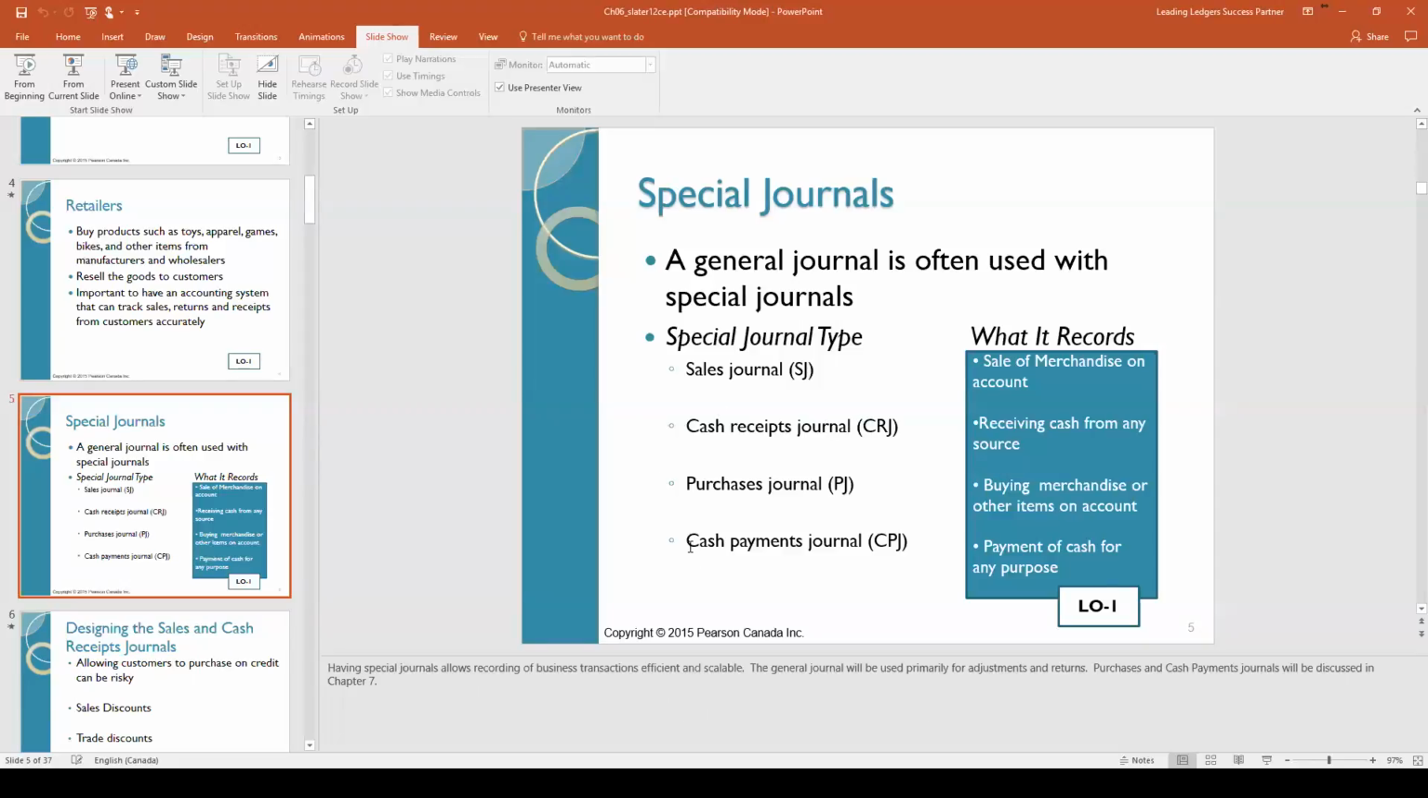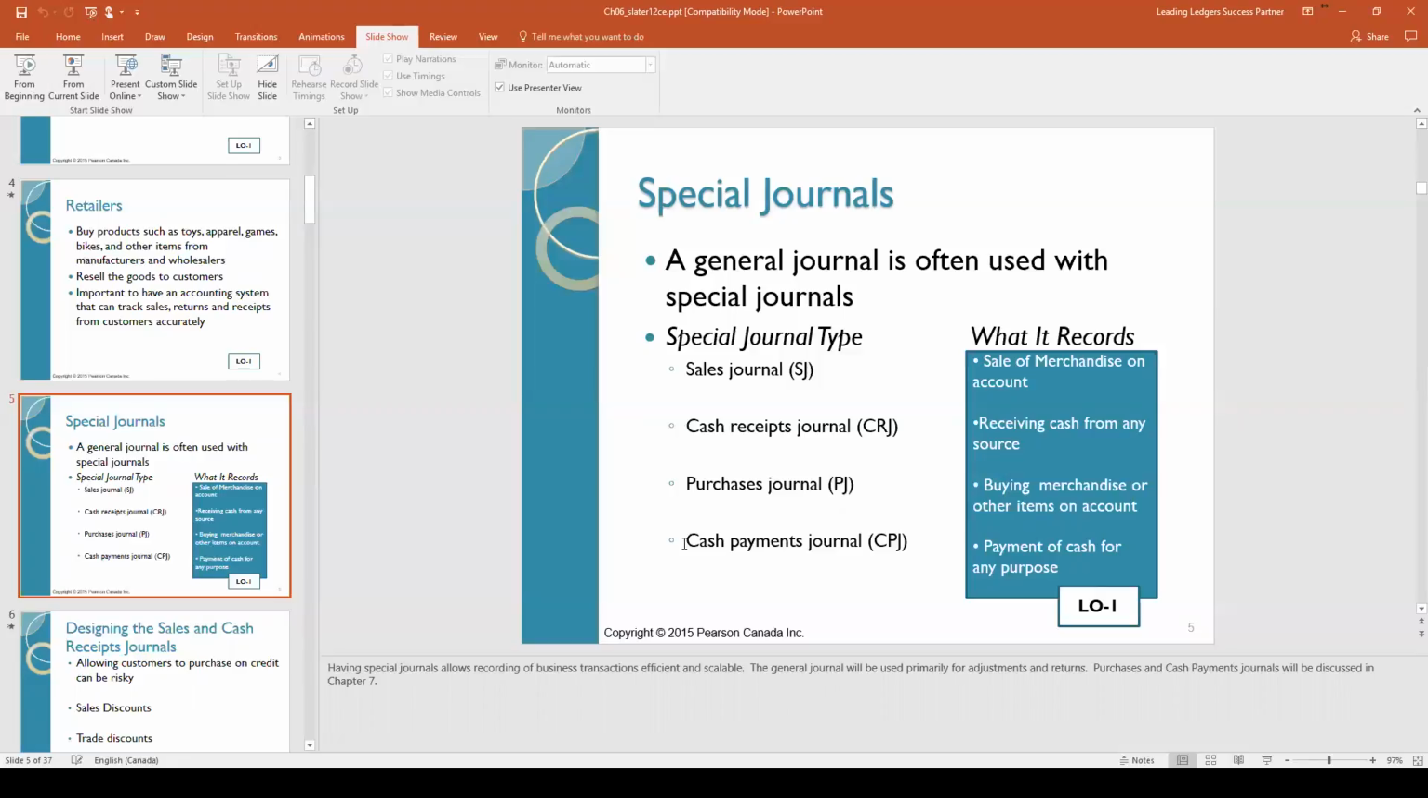Likewise, anytime money's being paid out, so any sort of cash being paid out is a cash payment. So it could be paying for an accounts payable bill. So perhaps my TELUS bill, my telephone bill, came in, but I didn't pay it for 30 days. So I recorded the bill at the time. I matched the revenue, matched the expense with the time that it was incurred. And then later on, I actually pay the bill out.